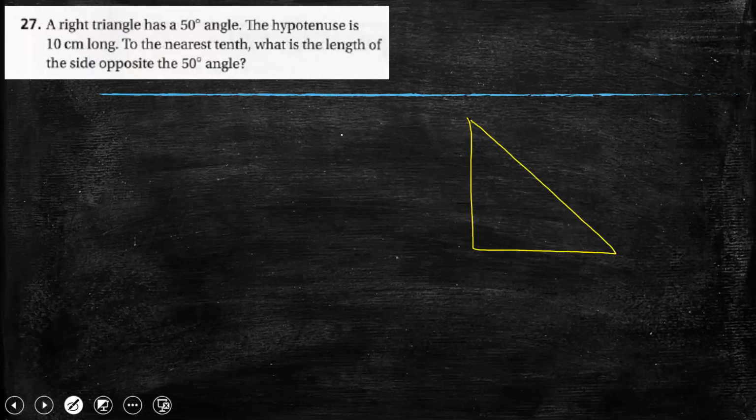So here we have a triangle. In this right triangle, we have a 50 degree angle. They say the hypotenuse is 10, and they ask you now to find the length opposite to 50. So we need to find x here, the length of the side that is opposite to 50. So what do you have to do here now?